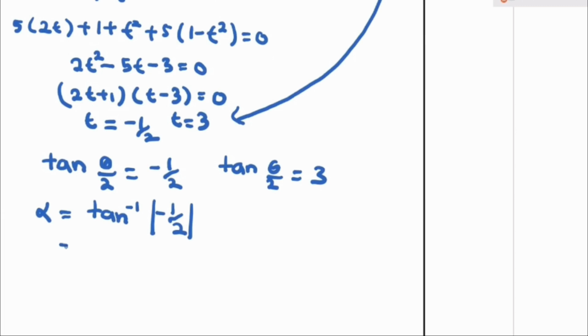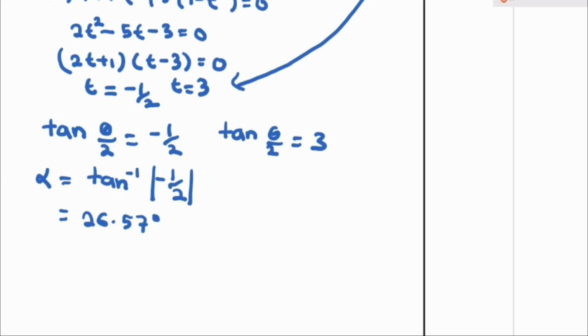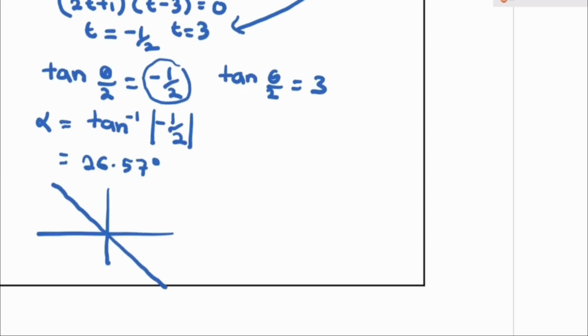Okay, then after you press the calculator, the answer is 26.57 degrees. Next, Q stands for quadrant. So we know that tangent negative is at the second and fourth quadrant. As you remember, All Sine, Tangent, and Cos. Add sugar, tea, and coffee.